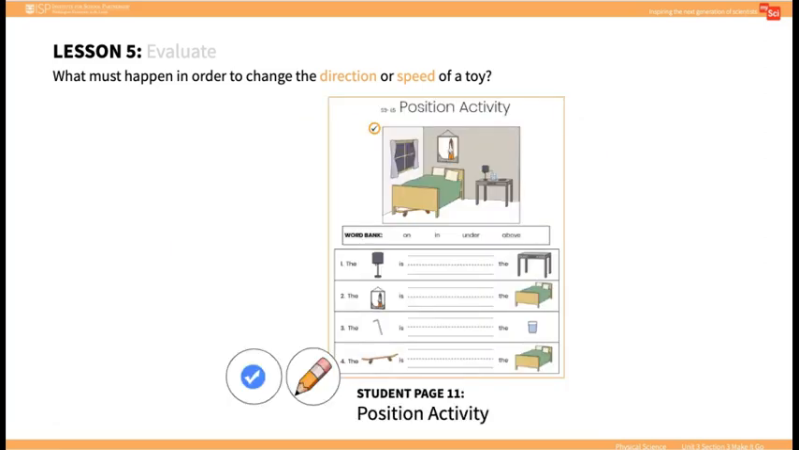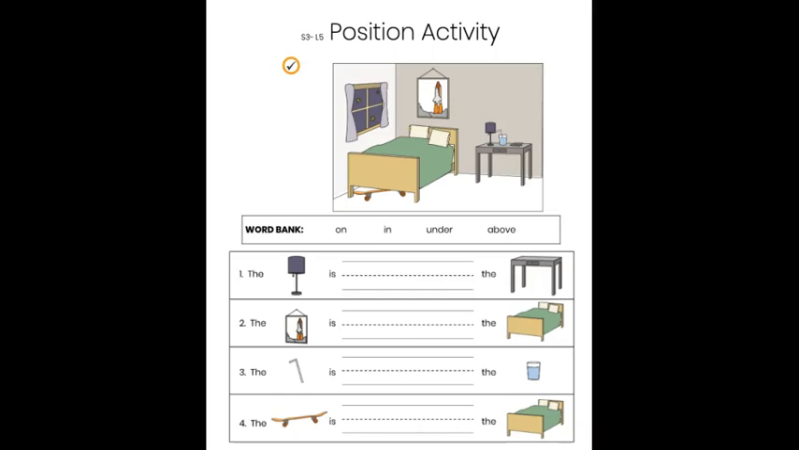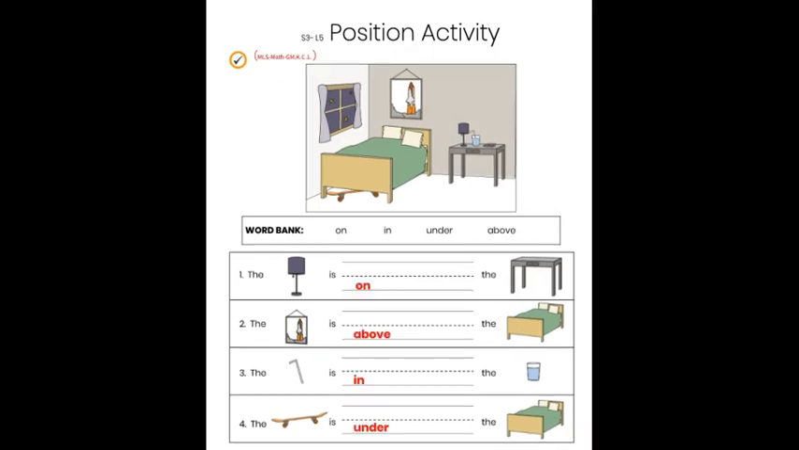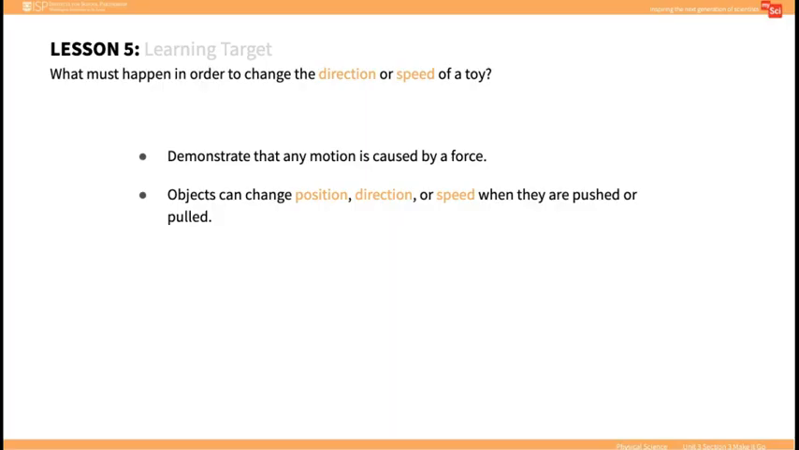While you are checking in with individual students, have the other students complete the position activity shown here on student page 12. A key for this page is provided on teacher page 17. By the end of this lesson, students will demonstrate that any motion is caused by a force and show that objects can change position, direction, or speed when they are pushed or pulled.